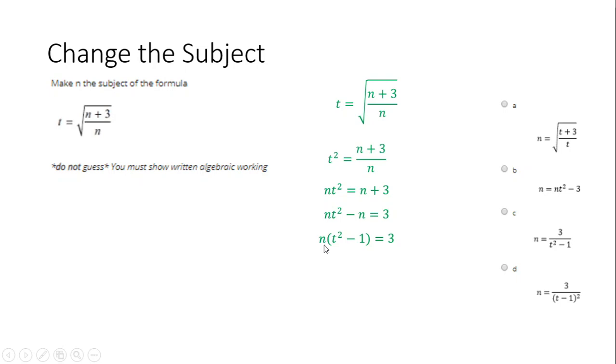So remember that n is multiplying by the bracket. I'm going to leave n by itself, and I'm going to take the bracket to the other side and divide. So there's my answer. N is by itself, and it's equal to 3 over t squared minus 1. Look over here, see if you find your answer, and I see it here, and that makes me very happy.